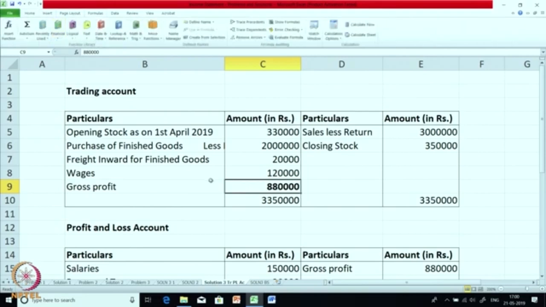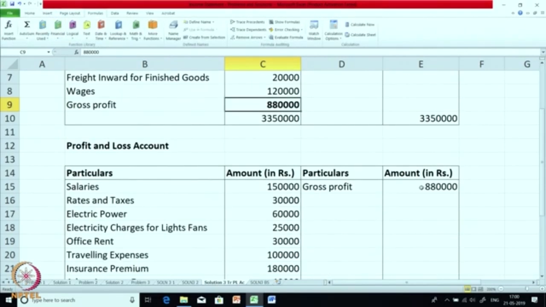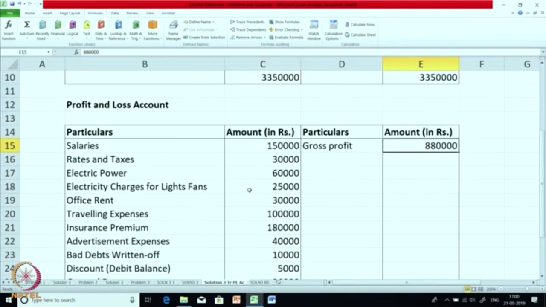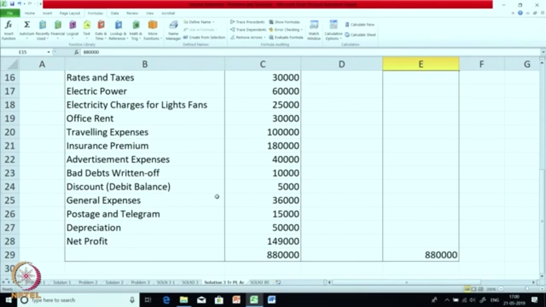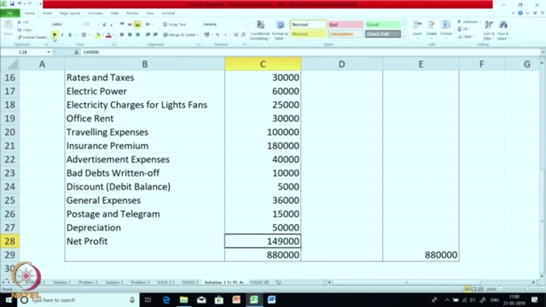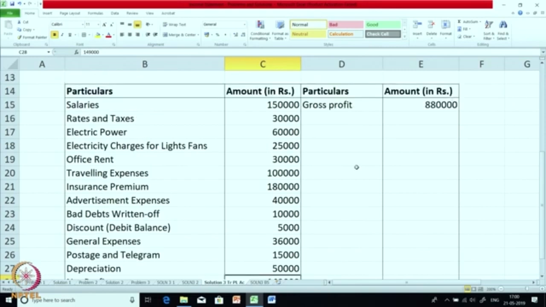This 880 is then carried to the lower part of the P&L, known as the profit and loss account, and then we list out all the expenses to get a net profit of 149,000. Have you got this? This is the profit and loss account. Let us go to the balance sheet now.